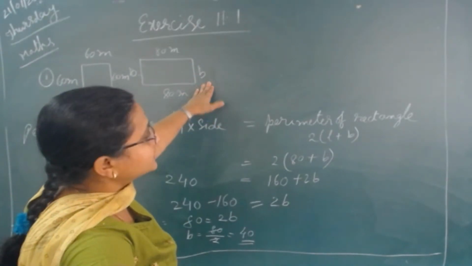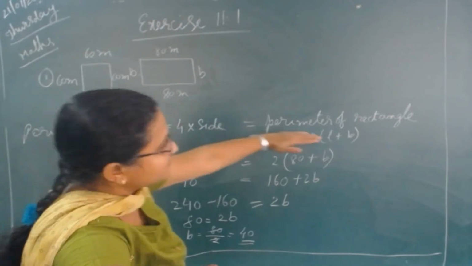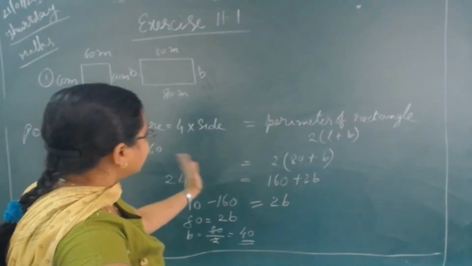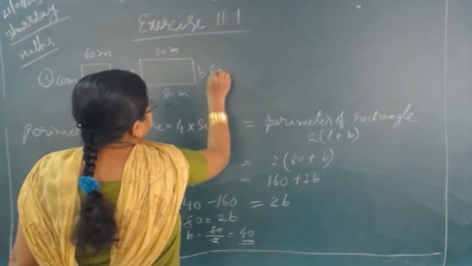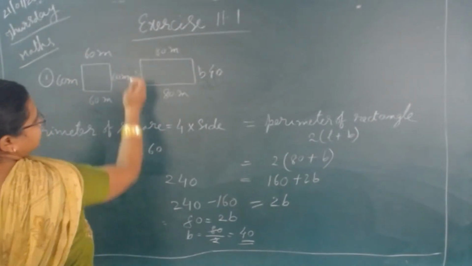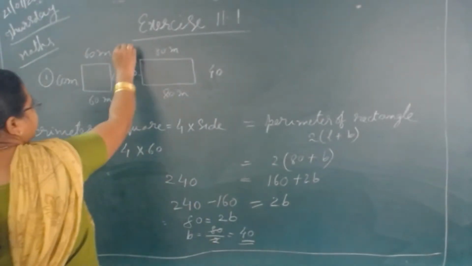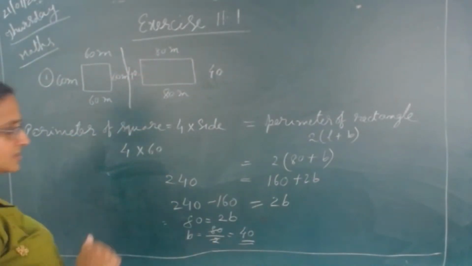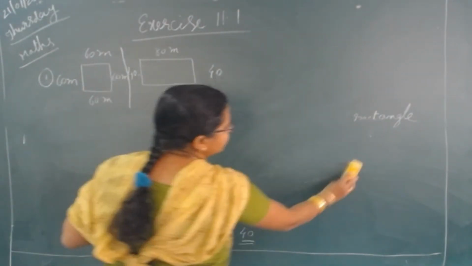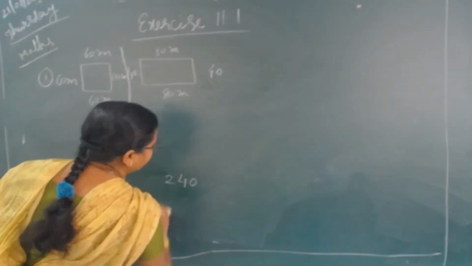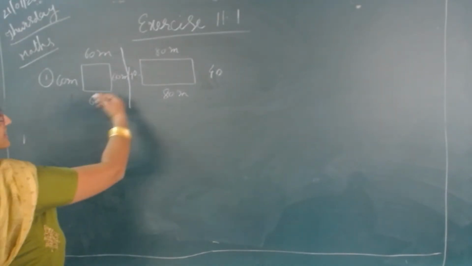For finding out the breadth, what we have to do? First, we have to equalize the perimeter of the square with the perimeter of the rectangle. That only I have done here. So we got the value of b here, that is 40. If it is 40, opposite sides are equal in a rectangle, so here also it is 40. Understand that? So now we have the measurements of both the figures. Now we have to find out which figure is occupying the larger area, the square or the rectangle.